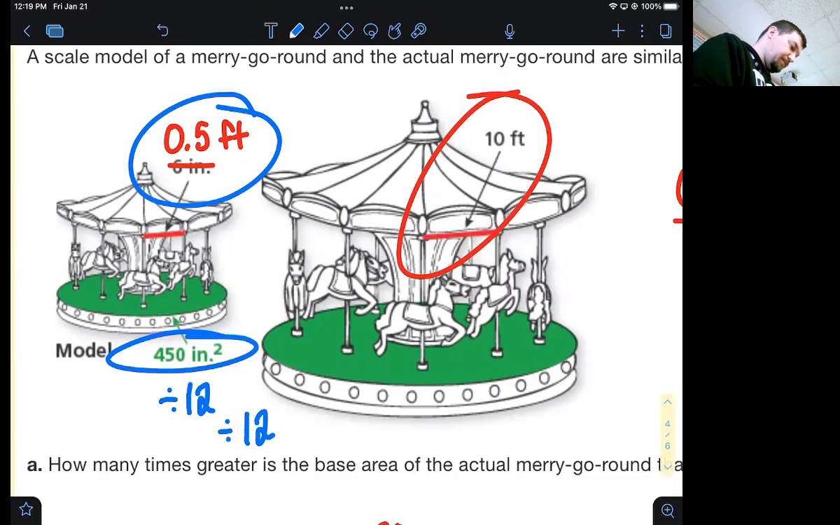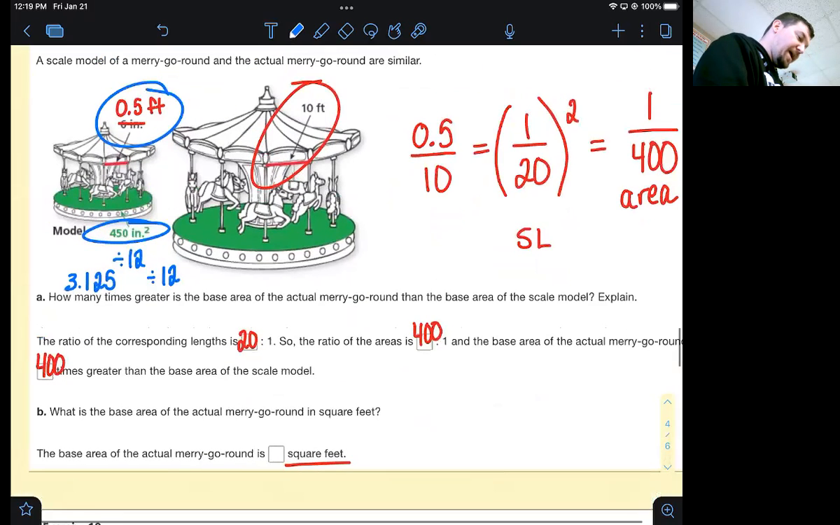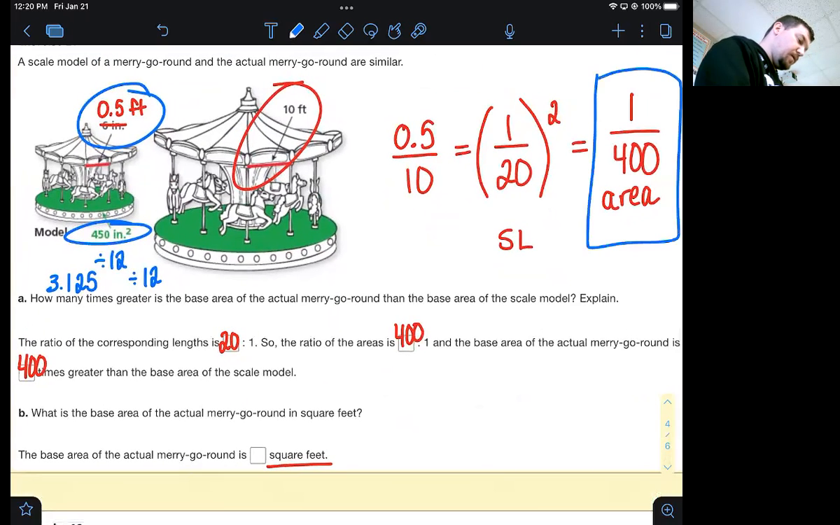Jacoby. 3.125. Okay. So our ratio for the area of the merry-go-round was 1:400. So for every 1 square foot on the model, it was 400 square feet in real life.